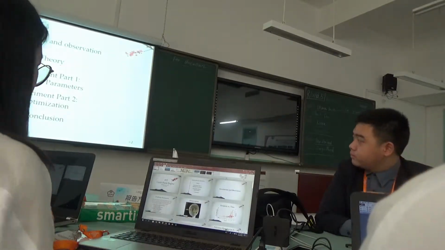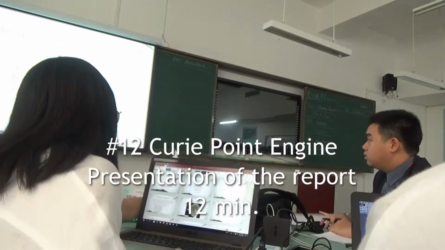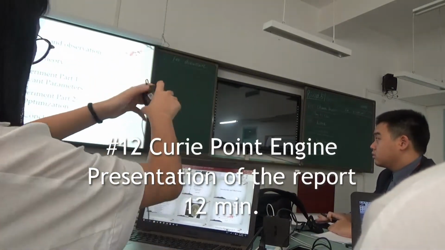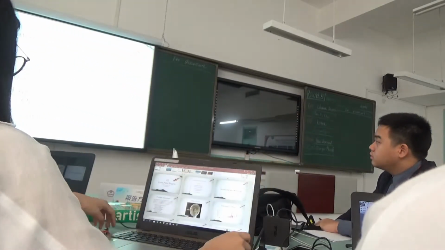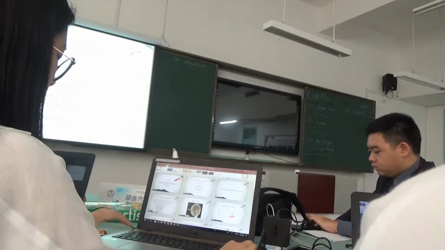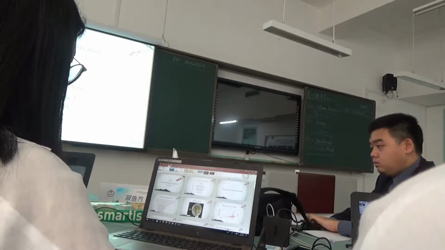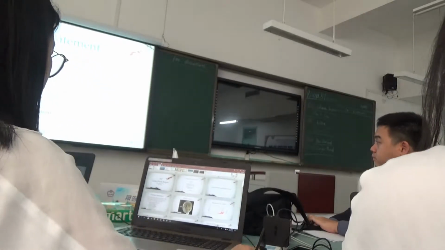So let's take a look at my presentation outline first. Firstly, I will be introducing the topic, and then we will be introducing our theory. And we'll have two parts in our experiment. First part is inspecting the relevant parameters, and the second part is actually concerning optimization of this three-point engine. And we'll finally end at our conclusion. So our introduction first. Let's take a look at the problem statement.